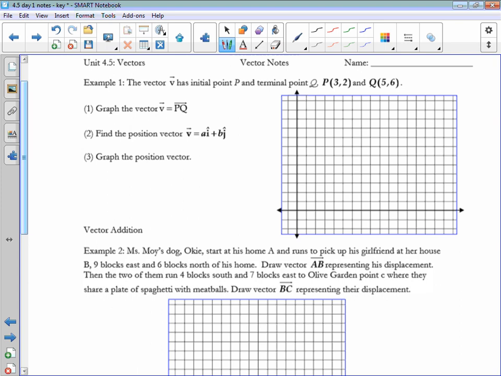All right, guys, so we have a new vector here, vector B. We have point P at (3, 2), point Q is at (5, 6). So I want you to go ahead and graph the vector PQ. So we'll plot our points here. Graphed it.